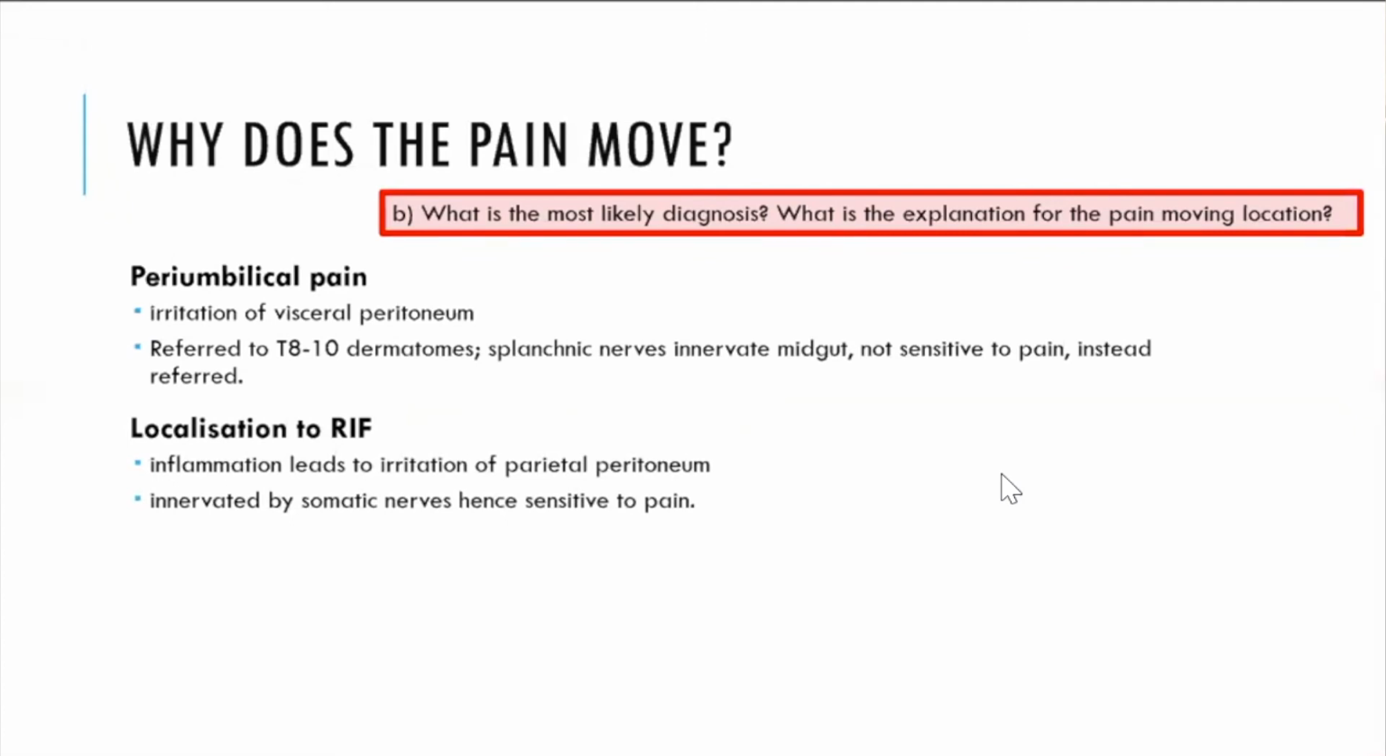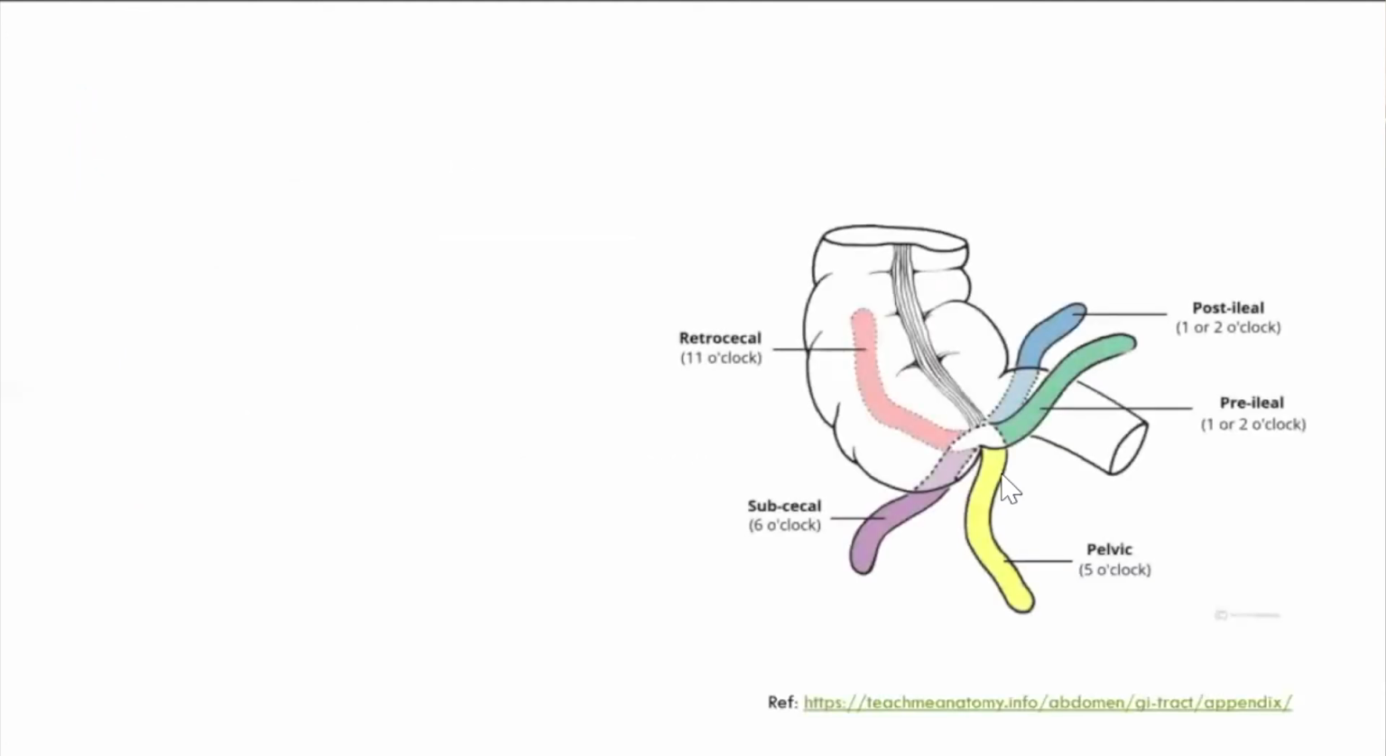So periumbilical pain initially is because of the irritation of the visceral peritoneum, which is innervated by the splanchnic nerves, which innervate the whole midgut. And they aren't sensitive to pain. They don't have pain-related fibers, and so it's referred to the T8 to 10 dermatomes, which is around the umbilical region. And then as soon as you get increased inflammation, that might grow and irritate the parietal peritoneum. That is innervated by somatic nerves, and so you do get localized pain there.